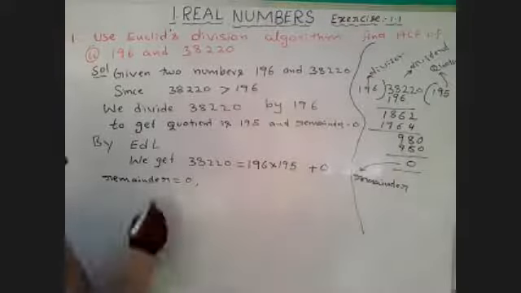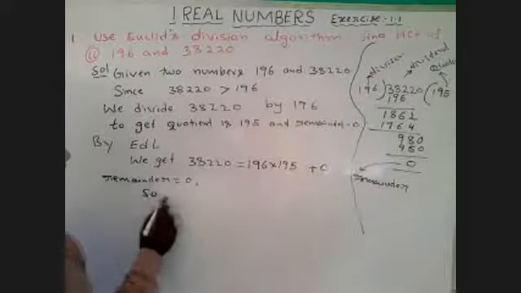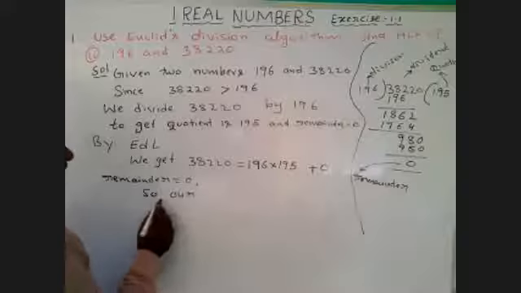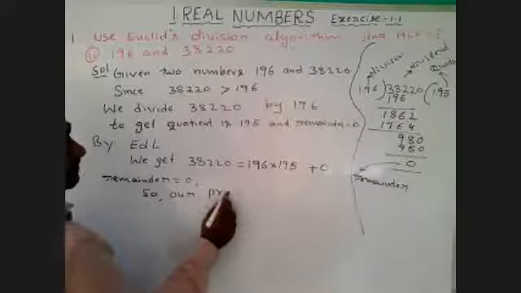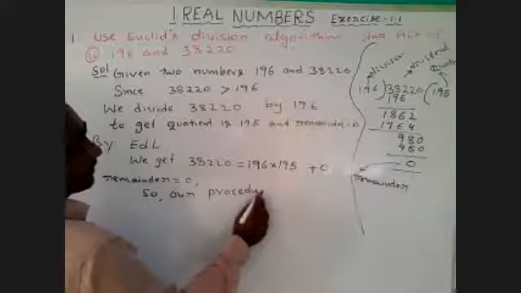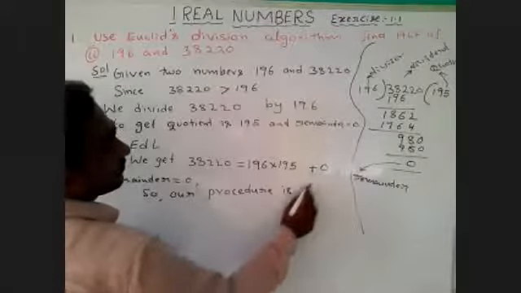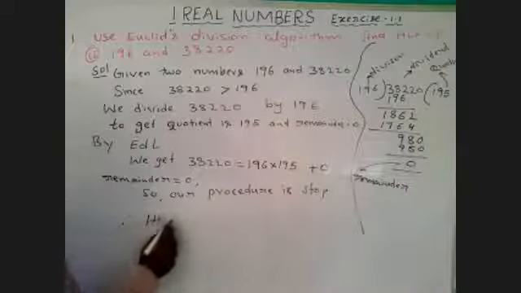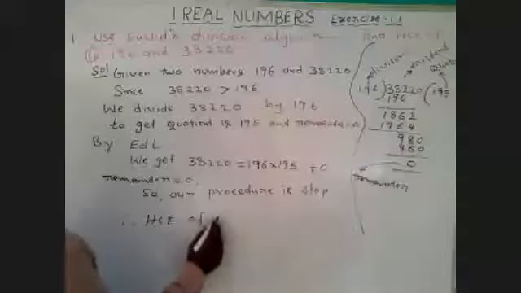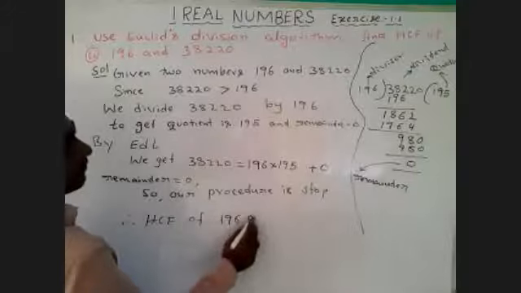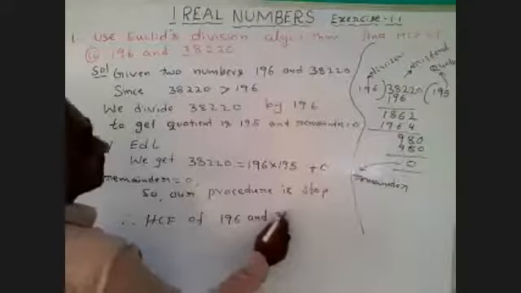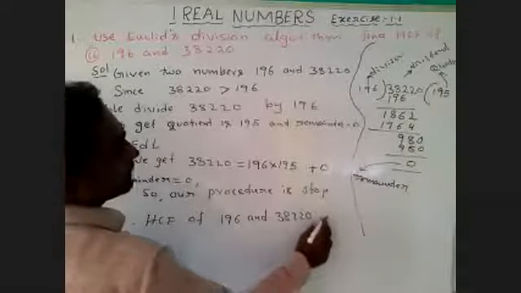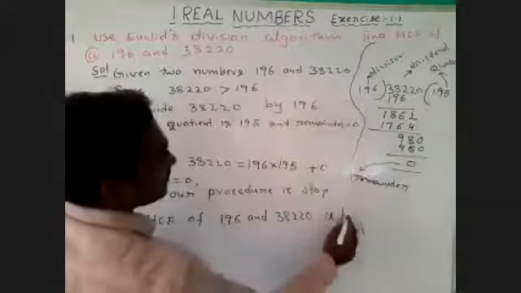The remainder is equal to 0, so our procedure stops. Therefore, the HCF of 196 and 38,220 is 196.